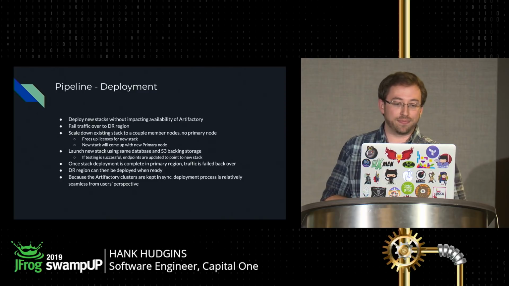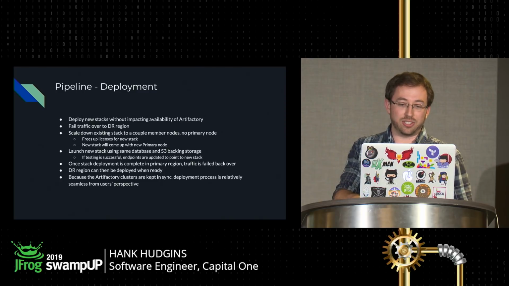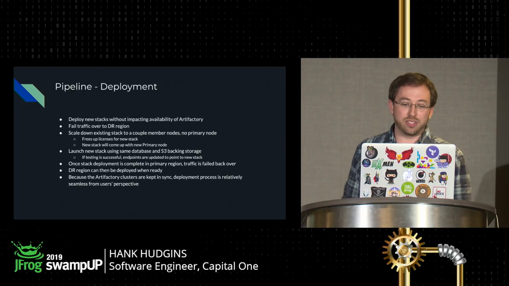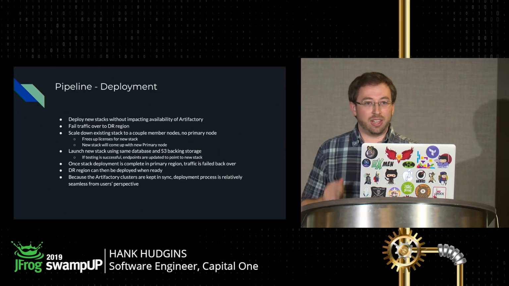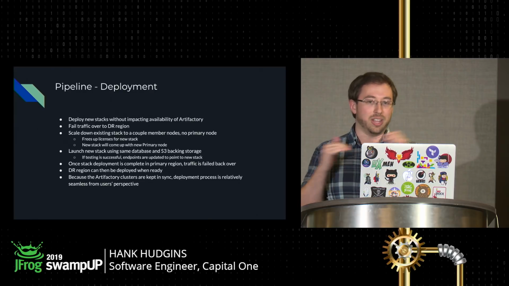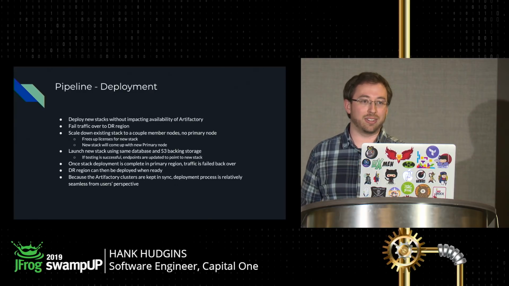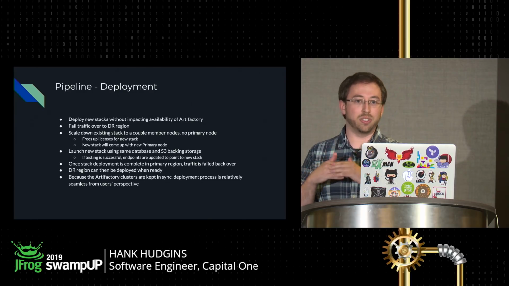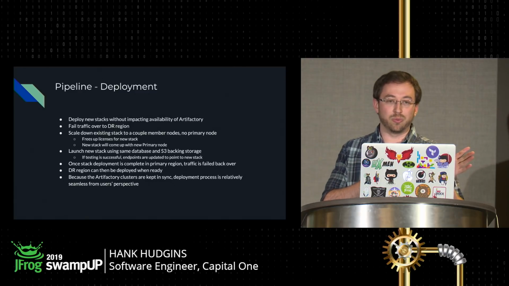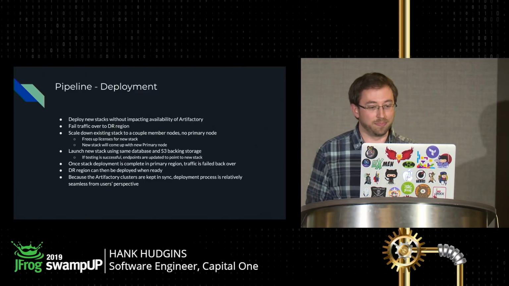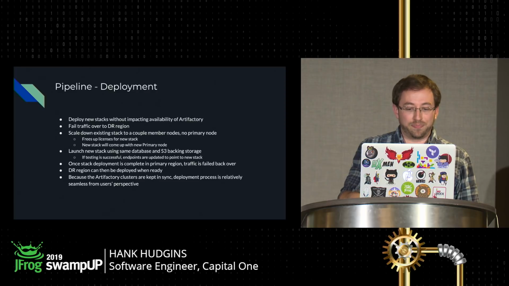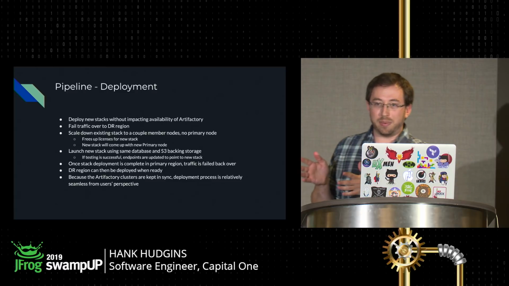And so once we launch the stack, we run some testing against it. And if the testing is successful, then that's when we actually fail the endpoints over back to the new stack, or switch them over to the new stack. And we'll also flip traffic back over to the primary region.